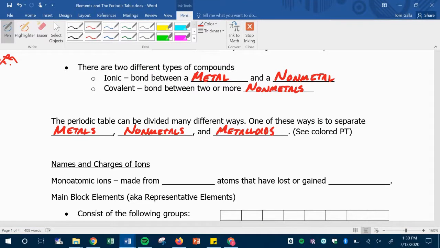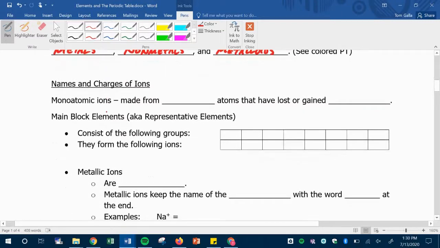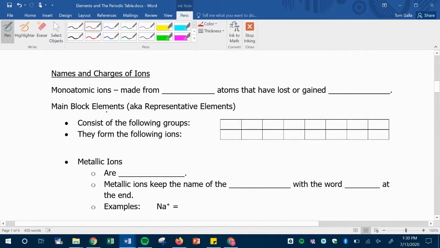So hopefully you're ready to talk about names and charges of ions. With this, we have what we call monatomic ions. These are made from single atoms. When we make these ions, they had to have either gained or lost electrons. That's the big thing with this: it's all about the movement of electrons.